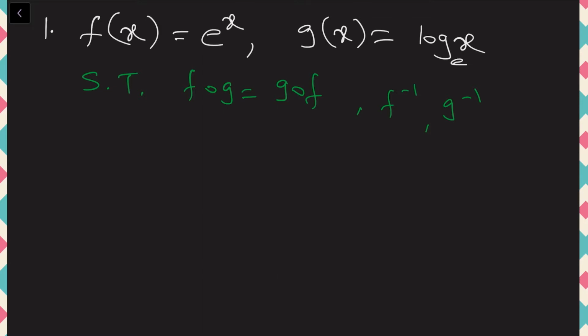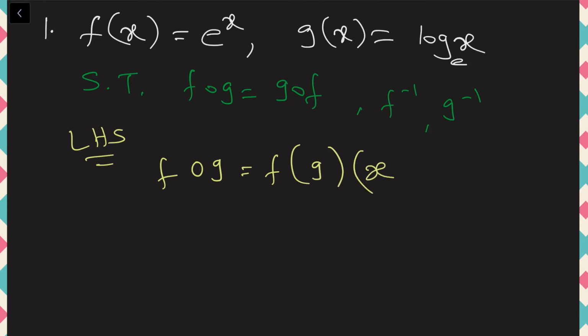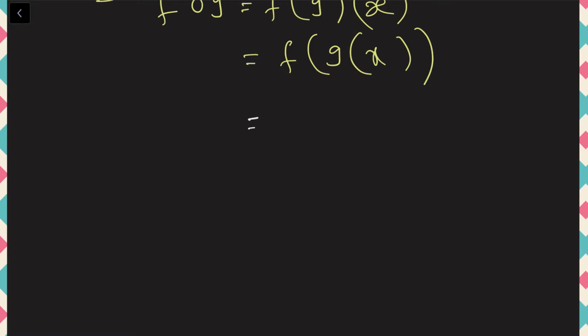He's asking to show that f of g is equal to g of f. So first I am going to take the LHS, that is f of g. That can also be written as f of g of x, since the variable x is there. Whatever way you write, all the ways are correct. So now let us find out the value of f of g of x.